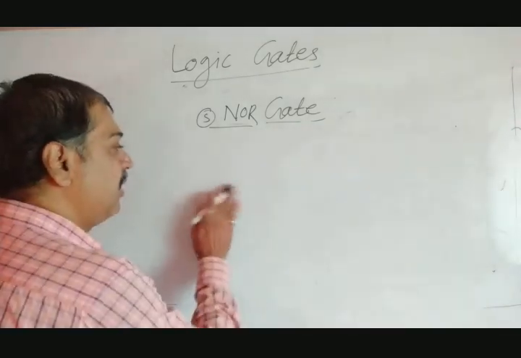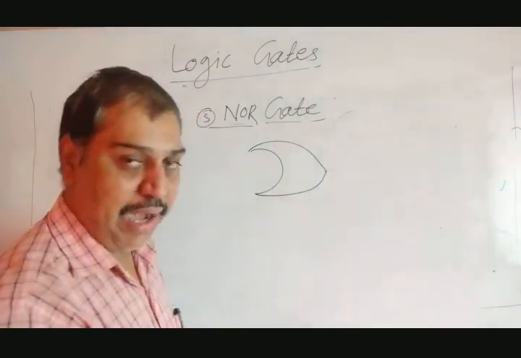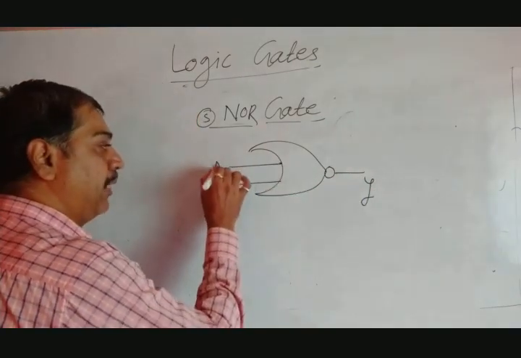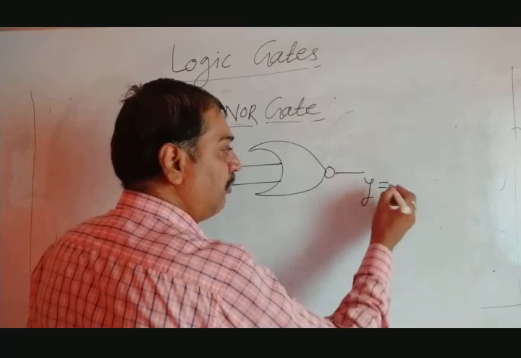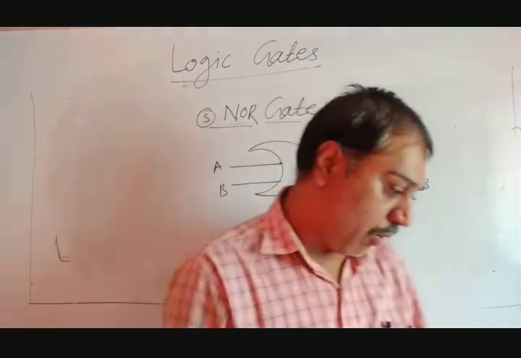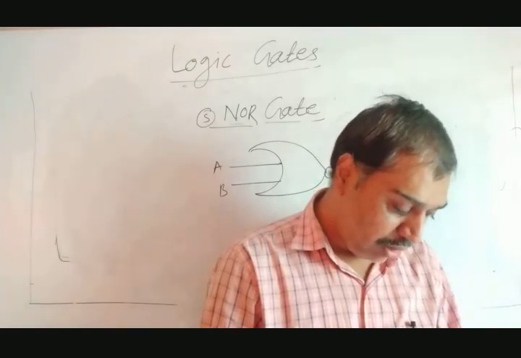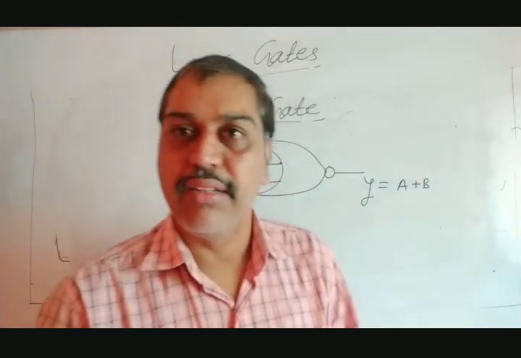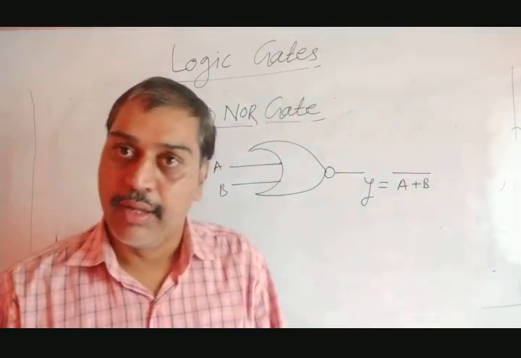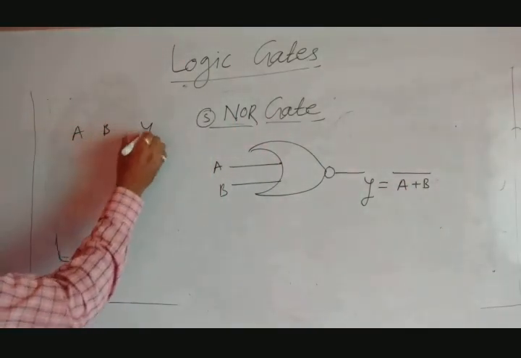And how will it be represented? In case of symbol, it is the symbol of OR gate, just like AND and NAND. Here there should be one bubble, and this is output Y, and these are the inputs A and B. Mathematically, the Boolean equation is Y equal to A or B, the whole complemented. It is not the OR gate; it's the complement of OR, so it is inversion of OR. Oh, sorry, what is the truth table? We can write this as A, B, Y. I will write it like here.